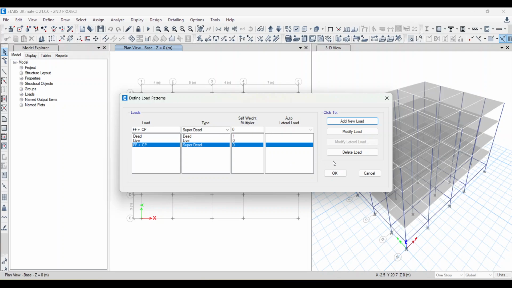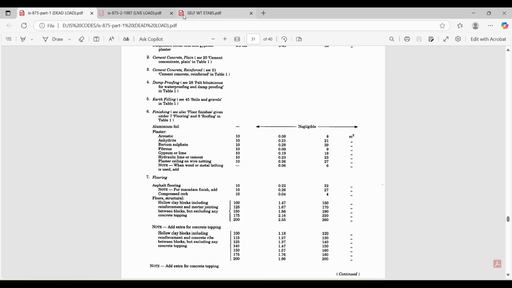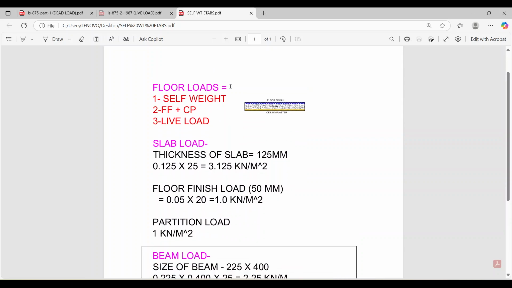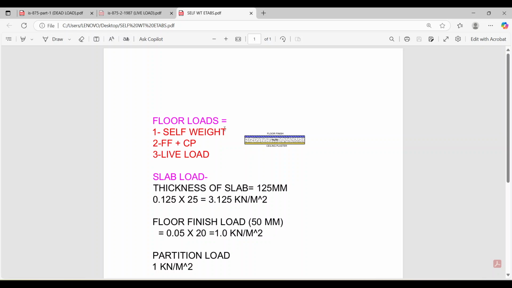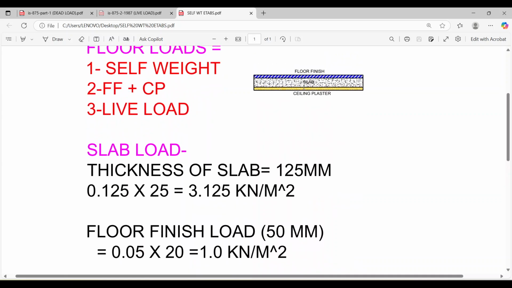Okay, so we will see what kind of loads come on the floors. I will open it here. Here you see our loads on the floor. First will be self weight, because this slab has its own weight. Okay, this is a slab and the slab has its own weight. Then the floor finish plus ceiling plaster. Here you see the top level of the floor finish on the slab. That is also a load, a dead load which is coming on this floor. And at the bottom side you see the ceiling plaster.